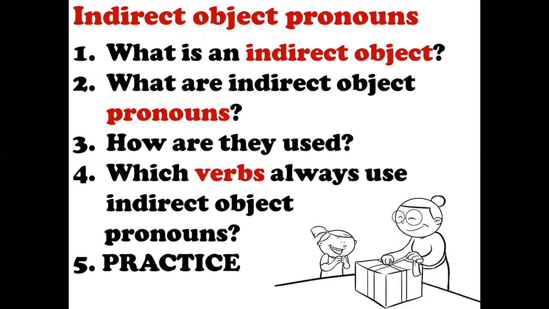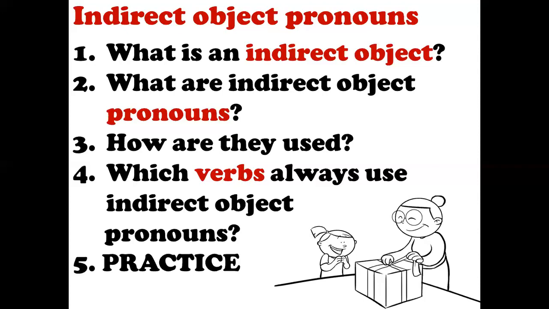So we've talked about indirect object pronouns today. We've answered the questions, what is an indirect object? The definition is a little more abstract, but it answers the question in the sentence, to whom or to what, or for whom or for what. Two, what are indirect object pronouns? We've gone through the list of those. Me, te, le, nos, os, les. How are they used? They go before the conjugated verb, just like direct object pronouns, just like reflexive pronouns.